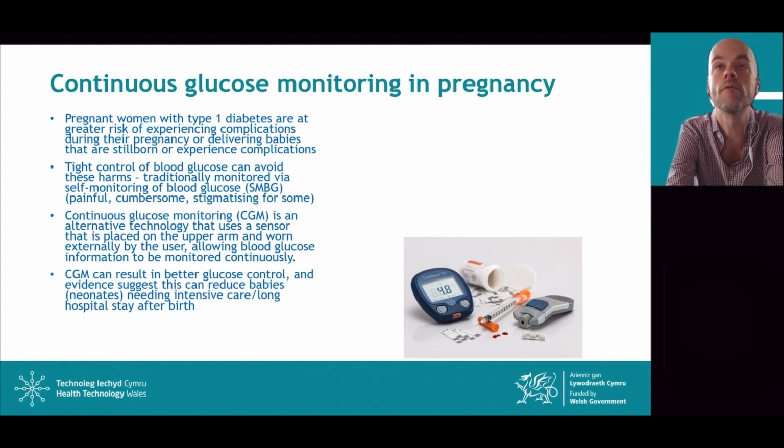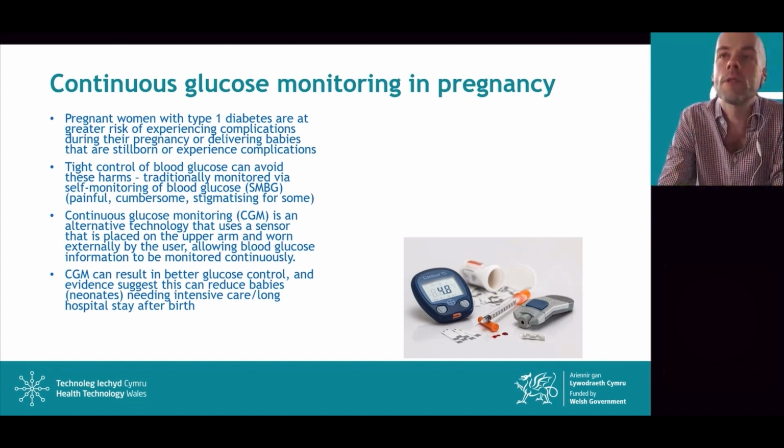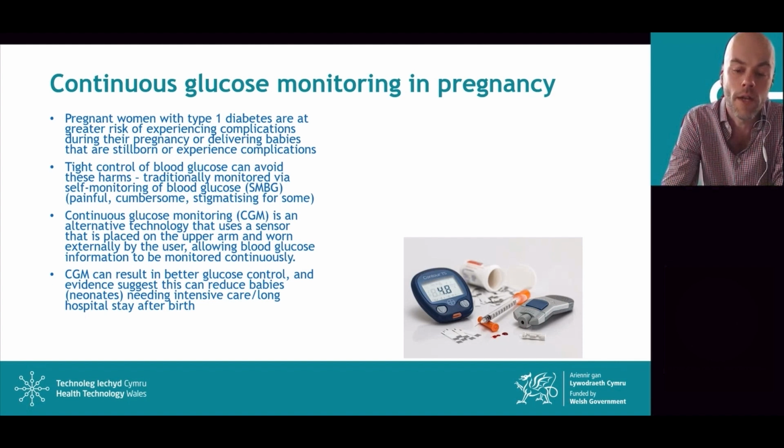This is traditionally done, though, via something called self-monitoring of blood glucose. Traditionally, you monitor glucose by taking a drop of blood, stabbing yourself in the finger to get that blood several times a day, and then dropping that into a glucose monitor that gives you a reading. This is obviously cumbersome and painful for patients to do. It can also be quite stigmatizing if you're out in public, stabbing yourself in the finger. And so understandably, patients don't necessarily like that. It's not always as reliable as it could be.